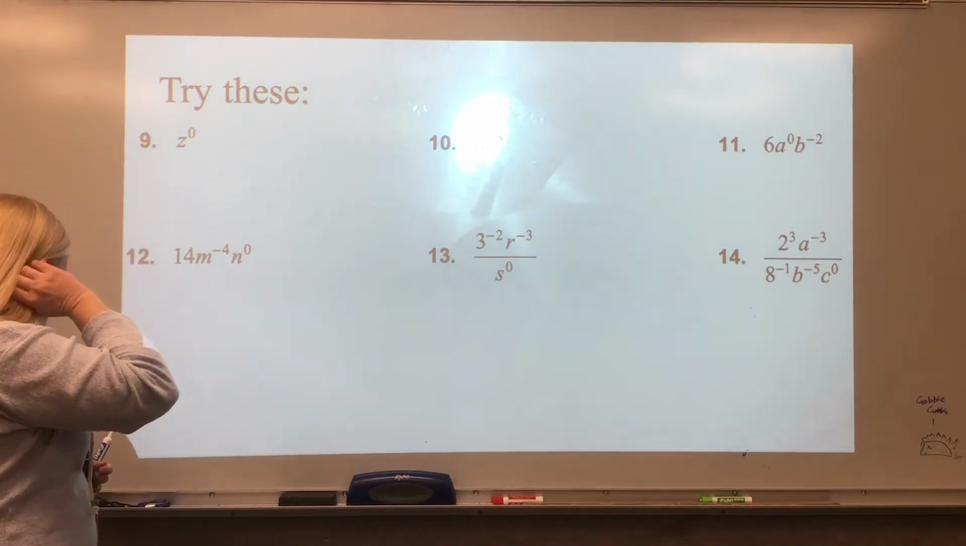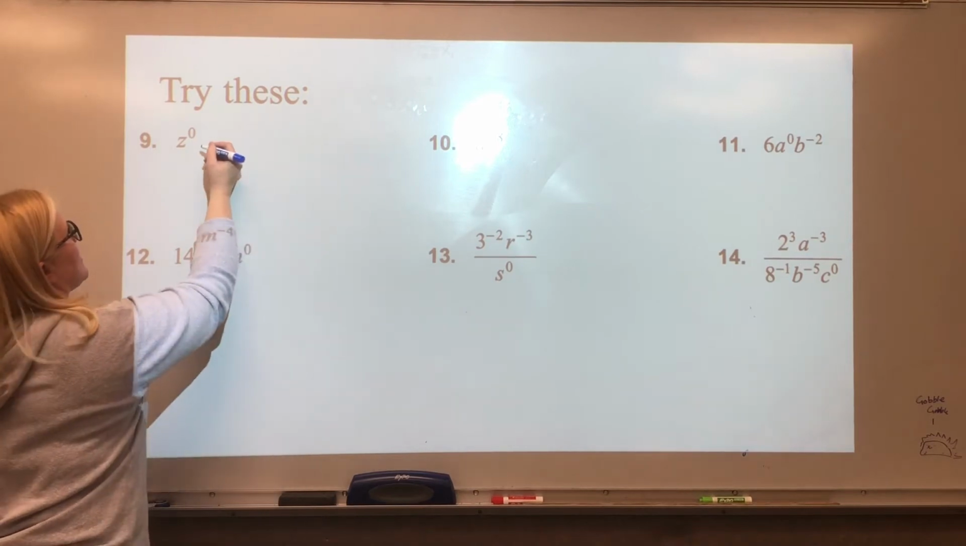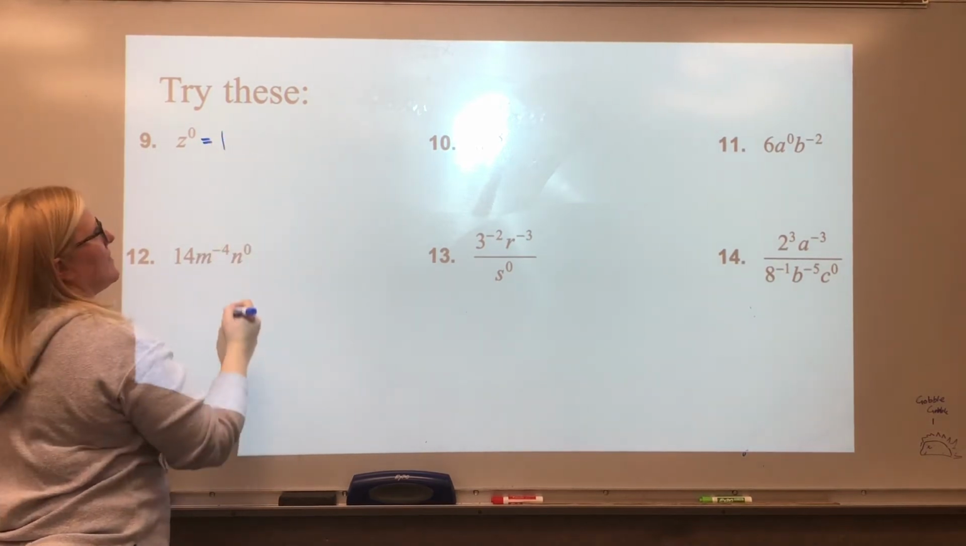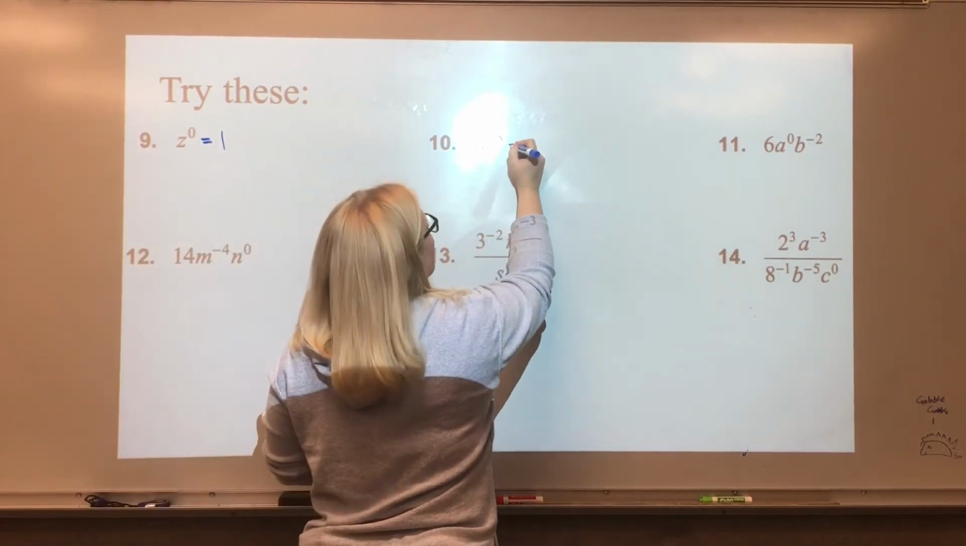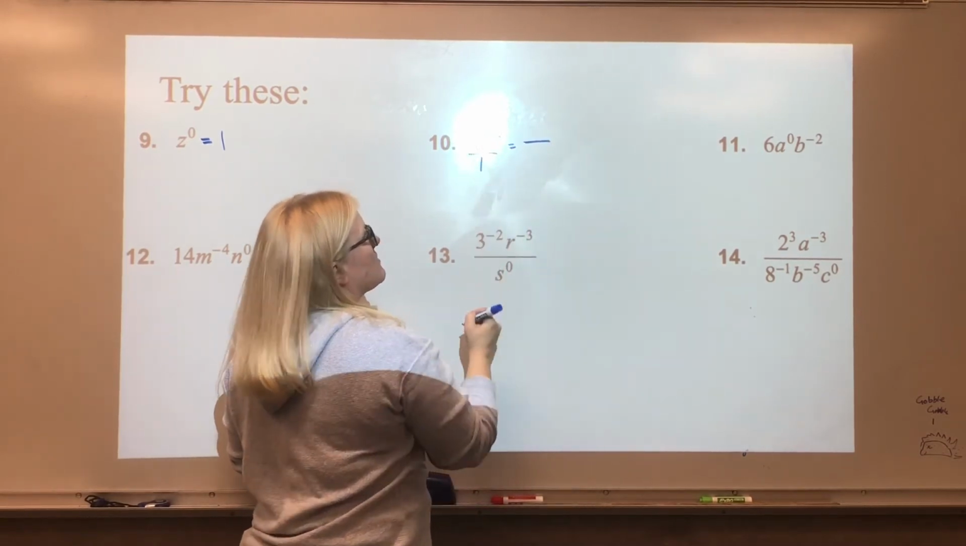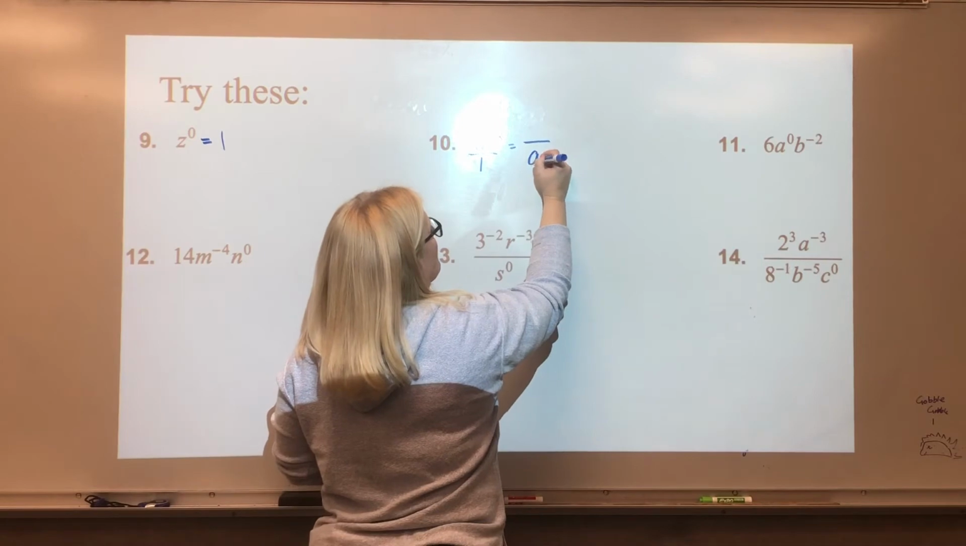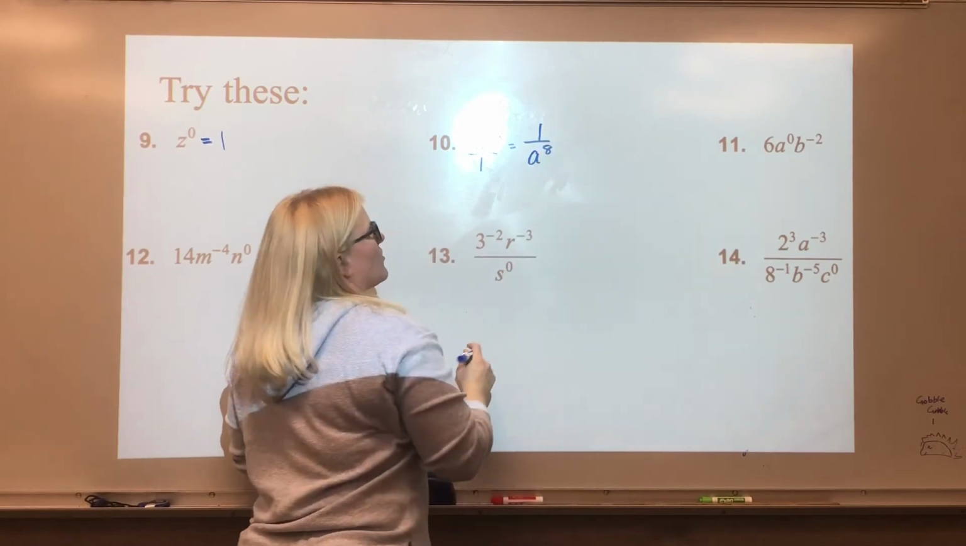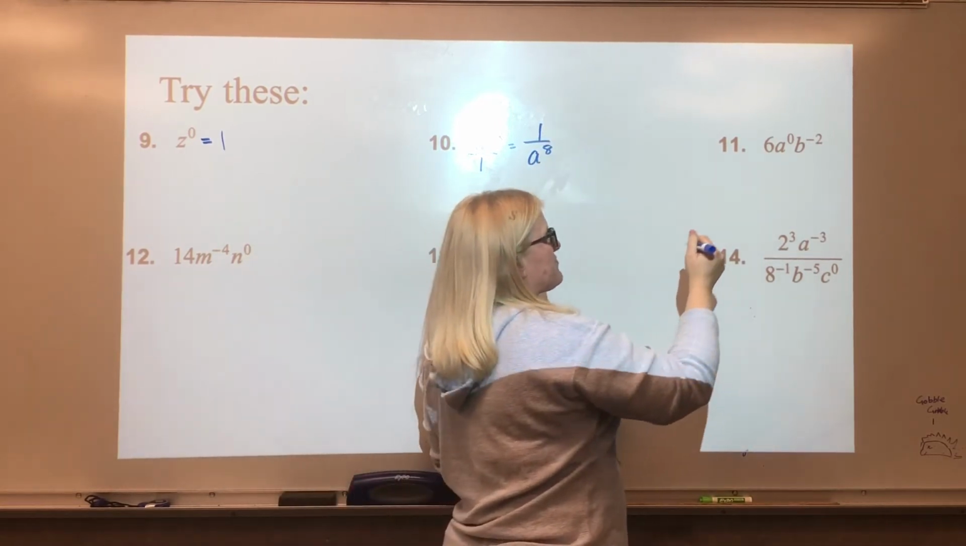Okay, so z to the 0 power, we know this. Anything to the 0 power is 1. Over here, we have a to the negative 8. It's upstairs, so it's going to go downstairs. A to the 8th, 1 over a to the 8th.